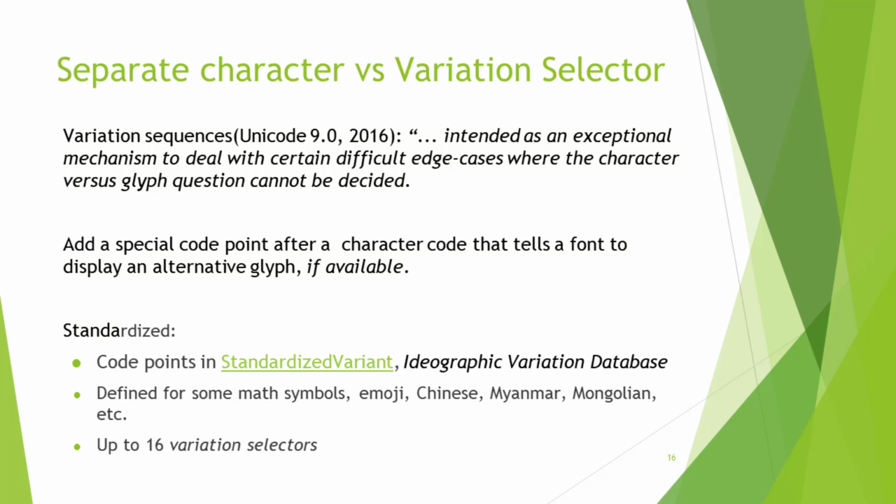And in 2016, a new mechanism was added to handle the cases in Burmese script and other scripts to deal with difficult edge cases. And it's called variation sequences. A variation sequence is simply the idea that you add some special codes after a character that tells a font to display a different glyph from its set of pictures that it has for the particular character, if that is available in the font. If it is not available in the font, it falls back to the standard form.